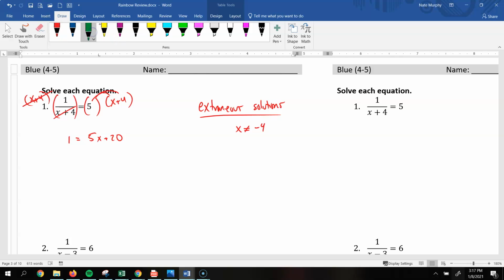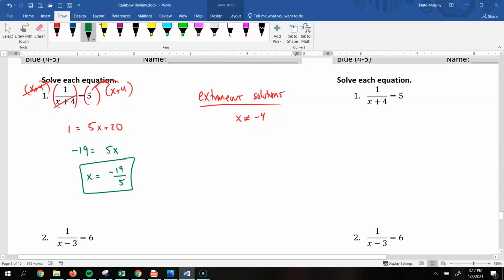So now I'm going to solve this equation. I'd subtract 20 from both sides and get negative 19 equals 5x. And if I divide both sides by 5, we get x equals negative 19 fifths. I check it with my extraneous solution. It's not negative 4. So that would be your answer: x equals negative 19 fifths.